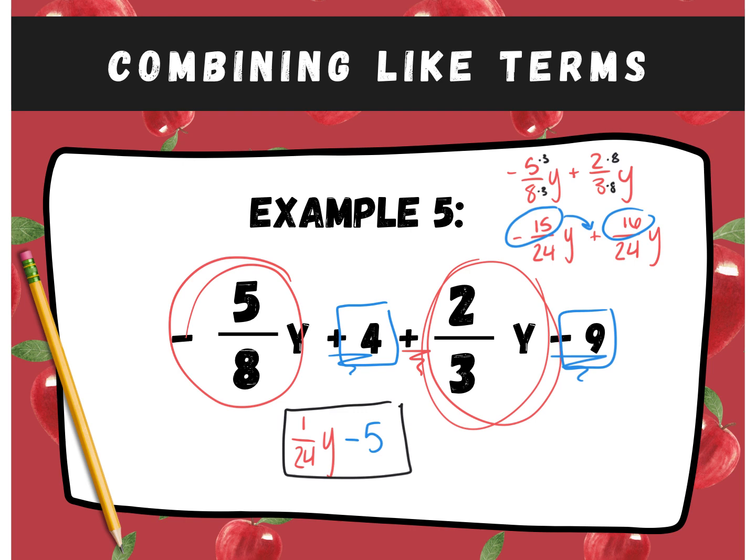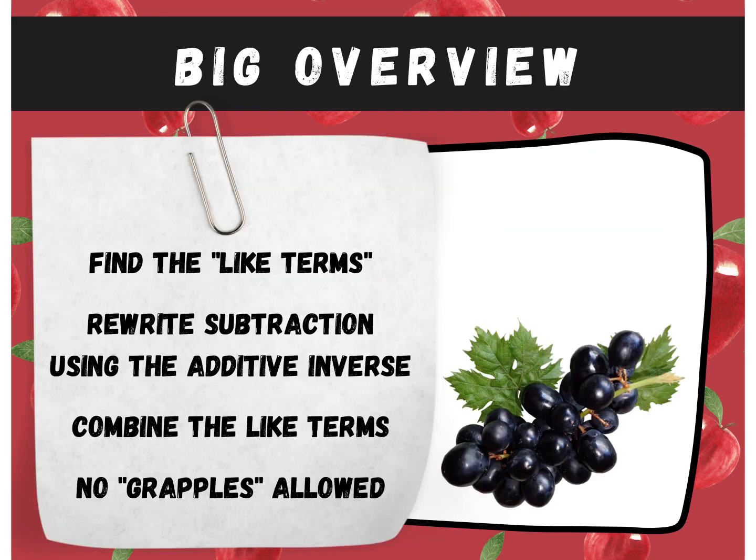Remember that we are simplifying the expression, so it's okay that it's not a one-number answer. We've done our job. We have combined like terms, and we have simplified this expression. We will get to the part where we actually solve for the variable, but in this video, we're not there yet. We're really just looking to simplify. Okay, so we just looked at 5 examples in varying difficulties on combining like terms.